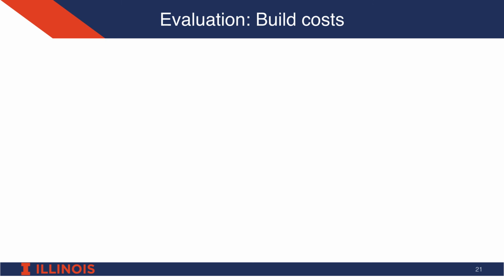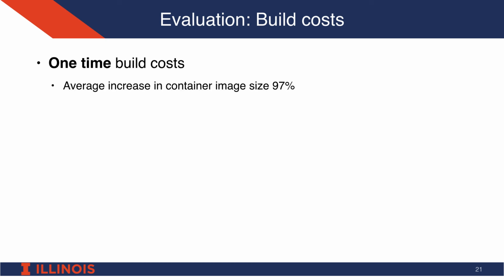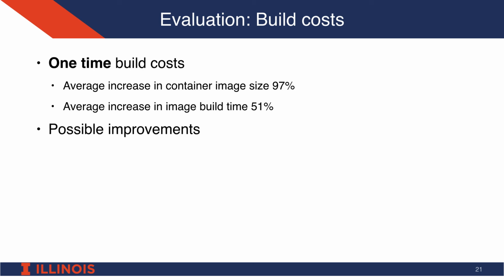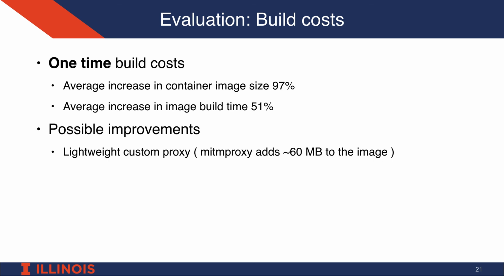First, I will talk about the build costs. The build costs in Valve are one time and primarily incurred by the cloud provider while building the container images for different functions. The average increase in image size and build time are respectively 97% and 51%. However, we can improve these costs in two ways. The primary source of these overheads is caused by adding the MITM proxy network proxy to the container image.